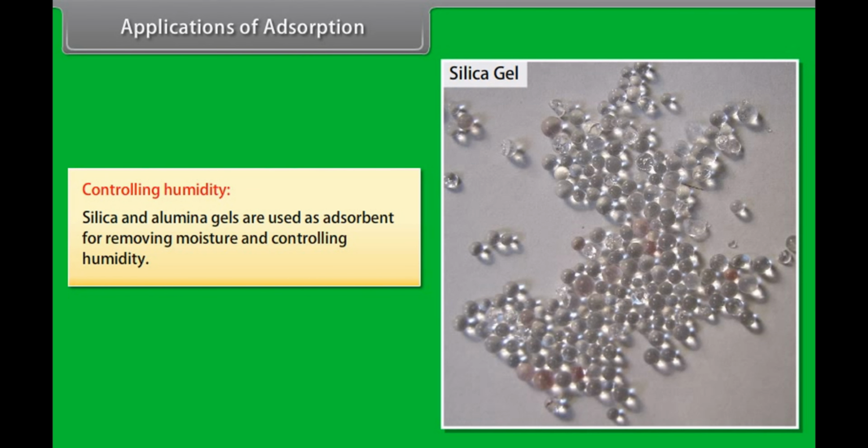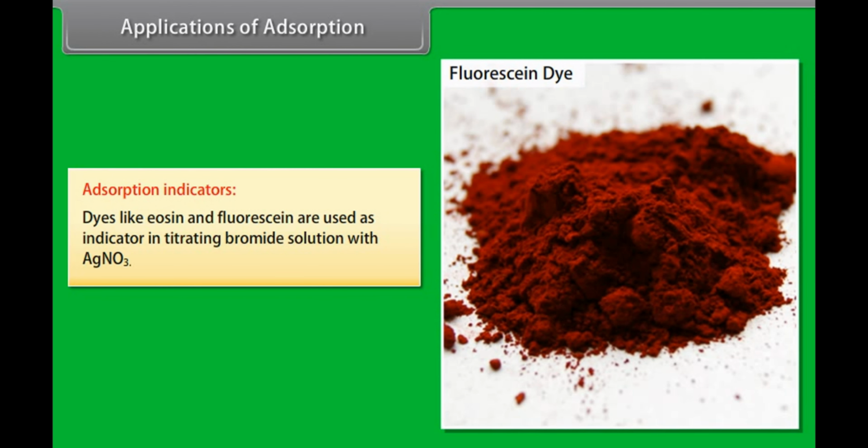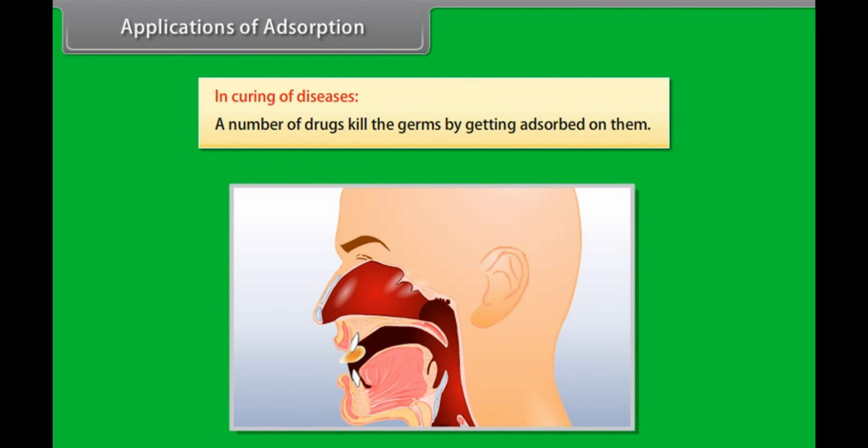Controlling humidity. Silica and alumina gels are used as adsorbents for removing moisture and controlling humidity. Adsorption indicators. Dyes like eosine and fluorescein are used as indicators in titrating bromide solution with AgNO3, as the precipitate of silver halide has the property of adsorbing these dyes, thereby producing characteristic deep colors at the end point in the titration. In curing of diseases. A number of drugs kill the germs by getting adsorbed on them.